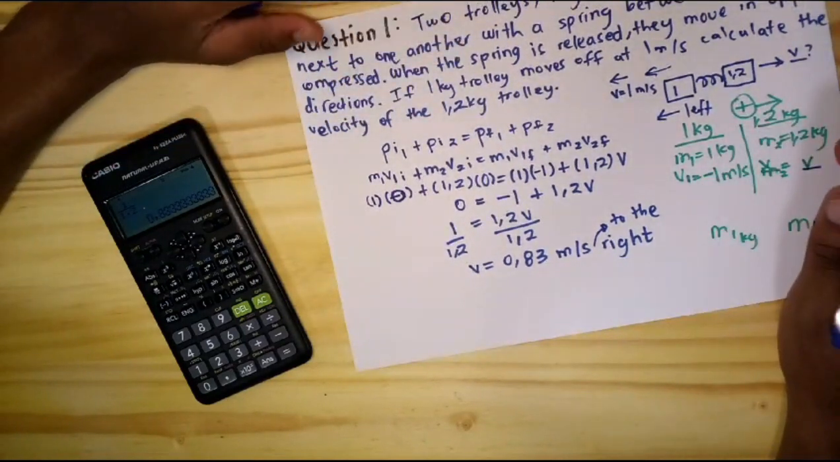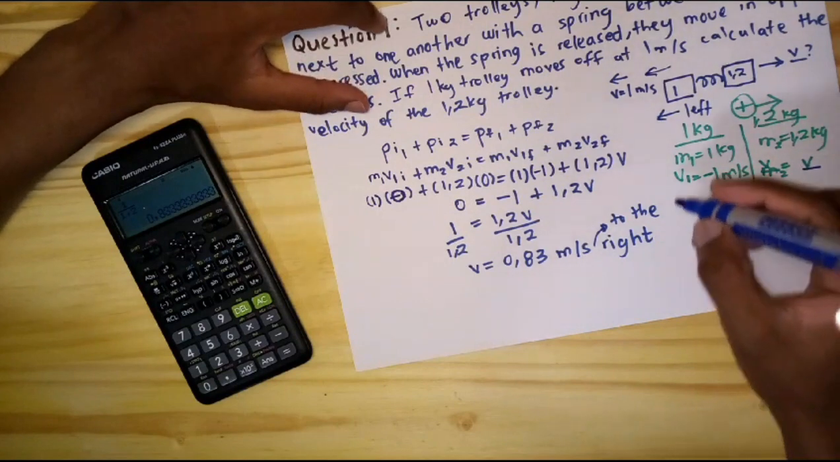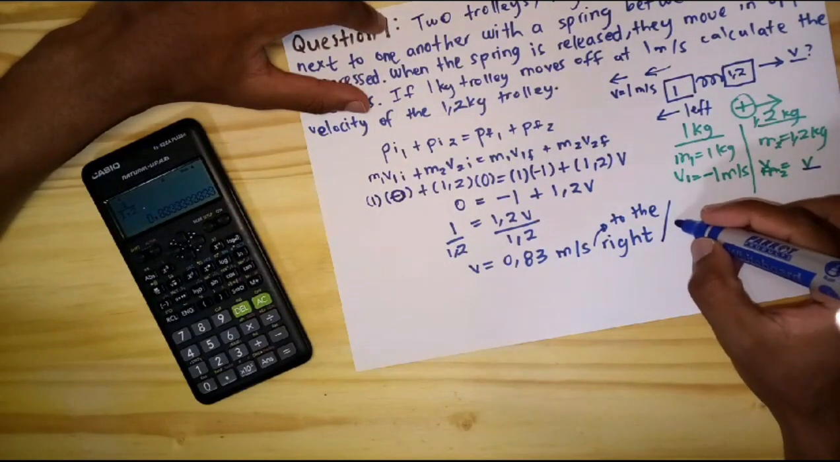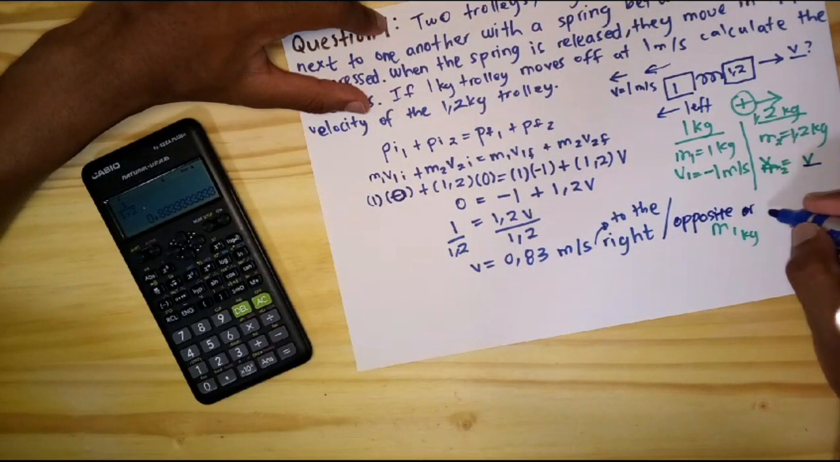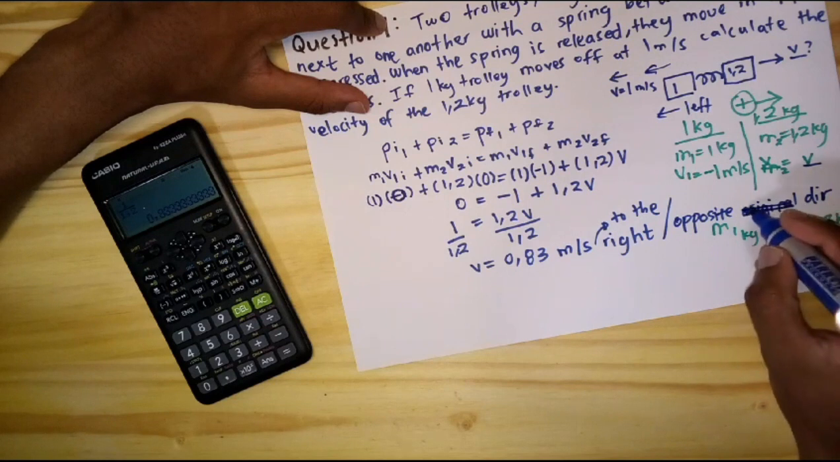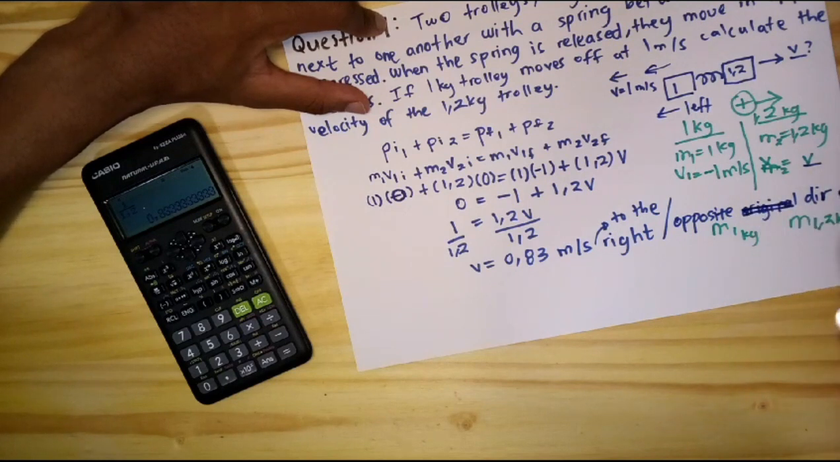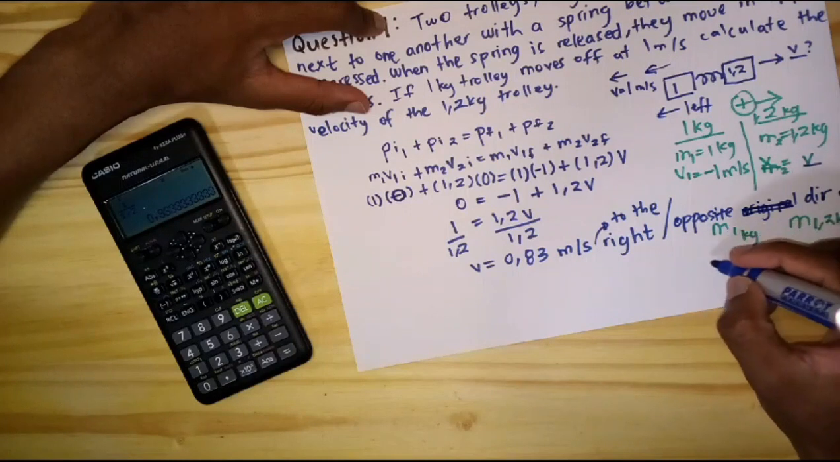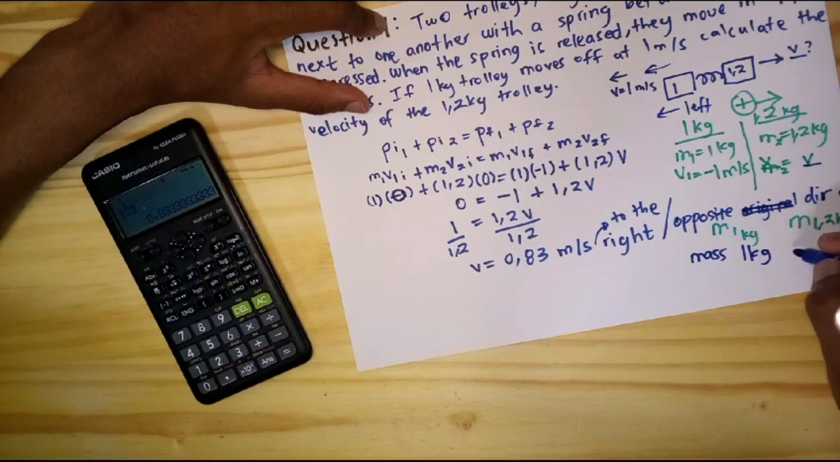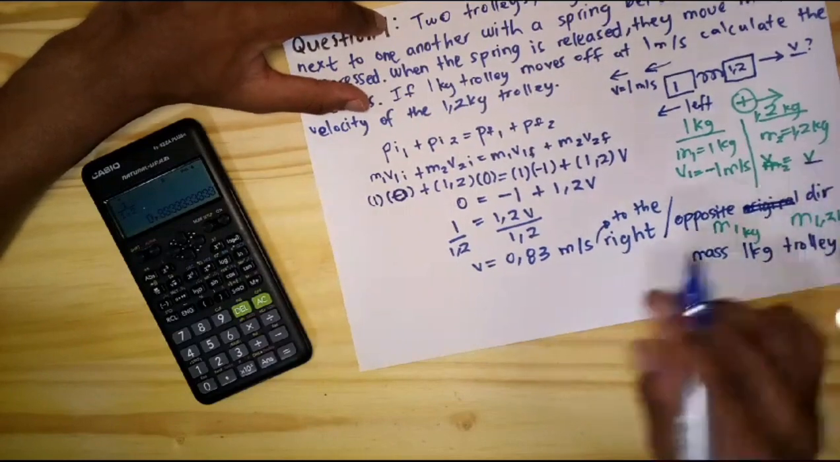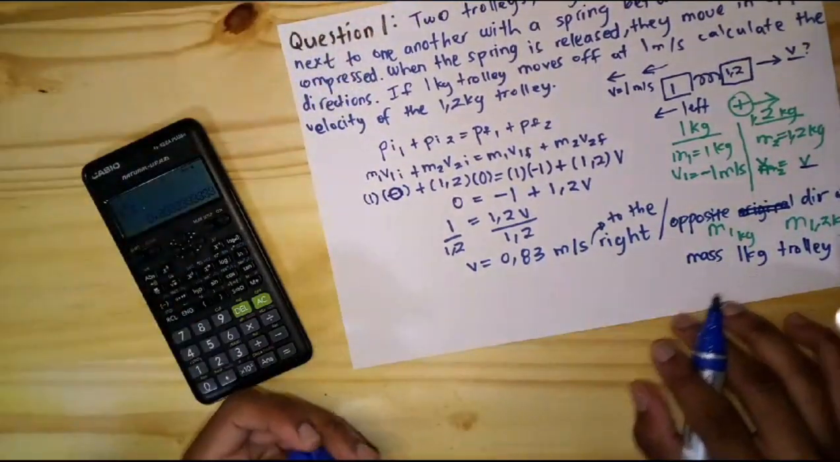That's okay, right? But if you don't want to do that, you can just say opposite original direction. Opposite direction of mass 1 kg trolley. That's what you could say. So sorry for the mess here, but that's how you would approach this question.